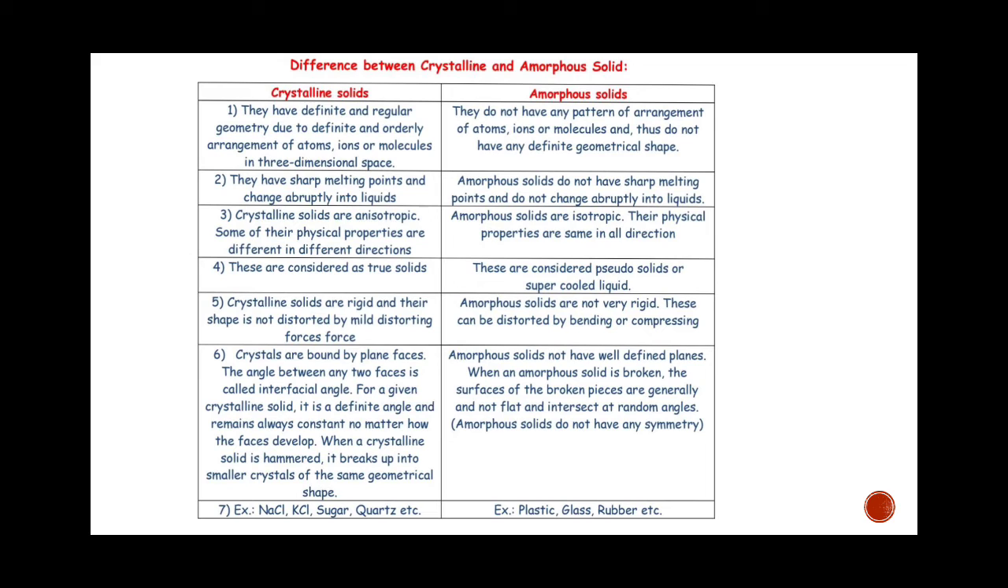The first point is, in crystalline they have a definite and regular arrangement of particles, but in amorphous such an arrangement is not seen. In crystalline the melting point and boiling point are very sharp, but in amorphous we have a range of melting point and boiling point.